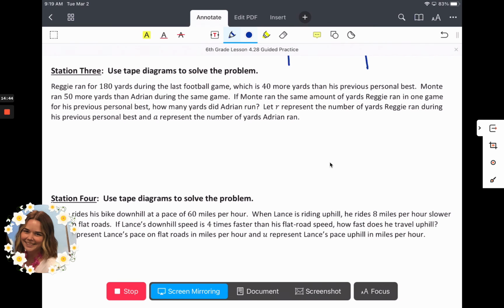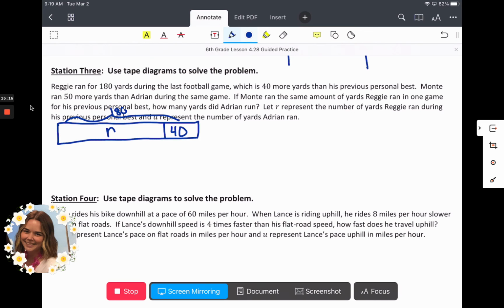All right, so let's take a look at this. We're going to start with our tape diagram for Reggie. Reggie ran 180 yards during the last football game. So we'll say that this is that 180 yards, which is 40 more than his previous personal best. It says to let R represent his previous personal best.